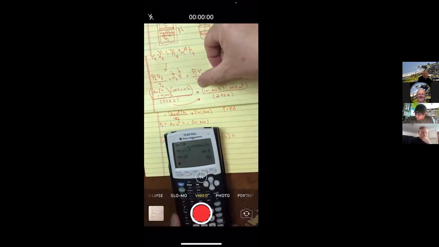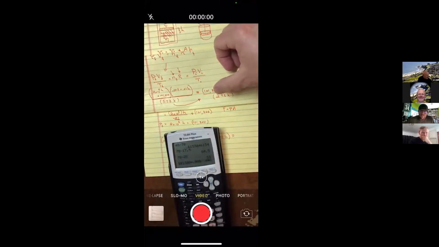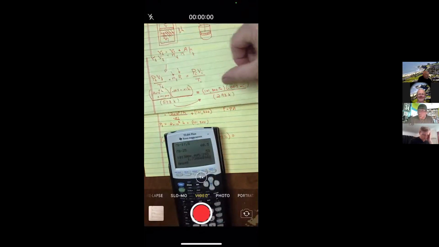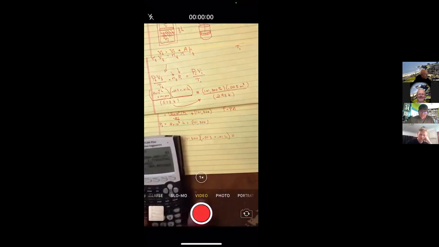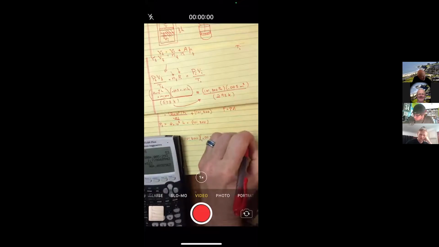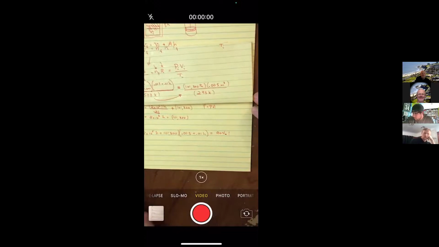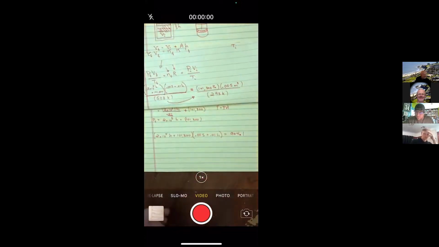So this would be 101,300 times 0.005 divided by 293, and then bringing over the 523. This comes out to be 904, and I'll just do one decimal place, so 904.1.